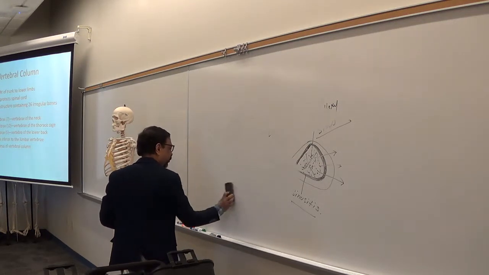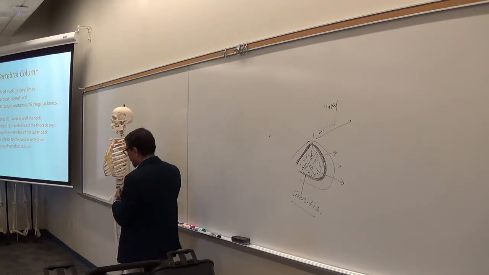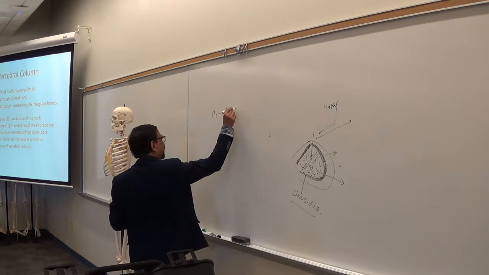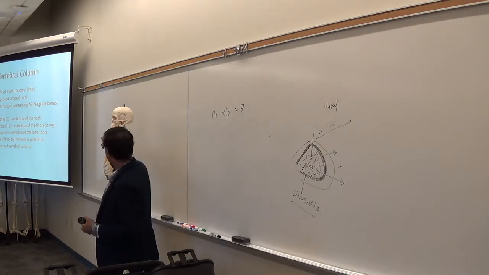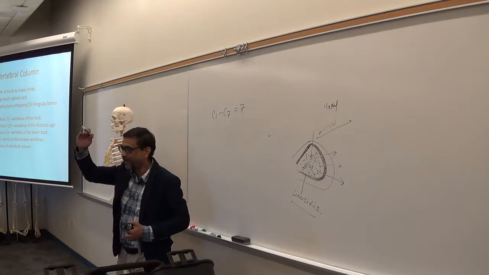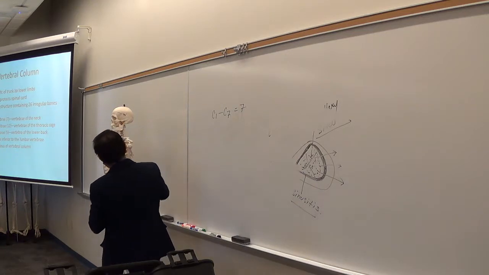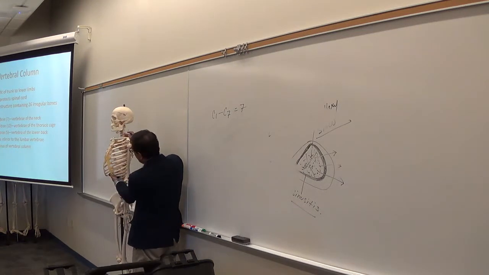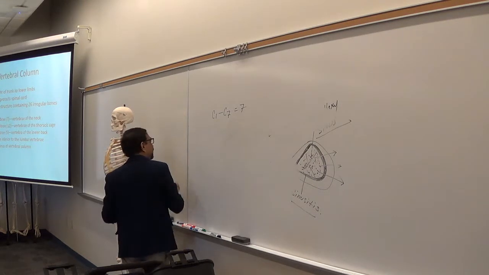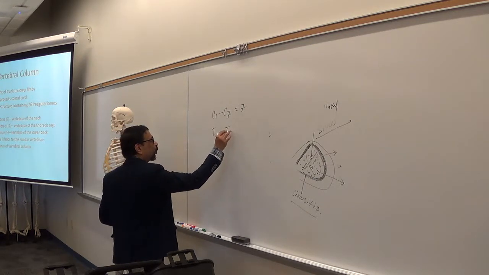So, which part of the body? Neck. So, C1 to C what? 7. Okay? So, this is C1, C2, C3, C4, C5, C6, C7. We indicate it by number from the top. Then, this is the thoracic part of the body, you know that. In this part, you have thoracic vertebrae. How many? 12. So, T1 to T12.